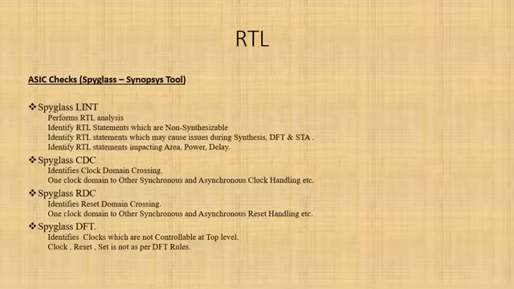Now for the SPYGLASS tool, SPYGLASS checks for LINT, CDC, RDC, and DFT. During SPYGLASS LINT, it checks for RTL analysis, RTL statements which are non-synthesizable, and RTL statements which may cause issues during synthesis, DFT, and STA stage. It identifies the RTL statements which are impacting the area, power, and delay. CDC checks for clock issues which may impact the DFT or STA stage, and reset domain crossing. And DFT checks for the controllability at the top level and all the RTL connectivities which may lead to scan DRCs.